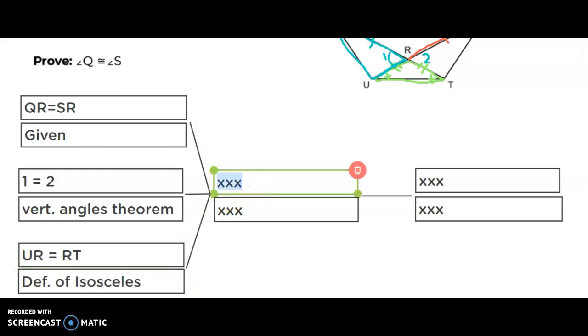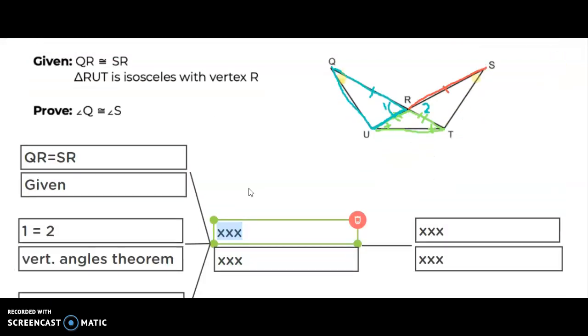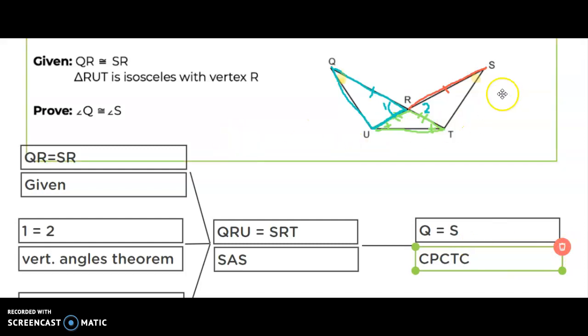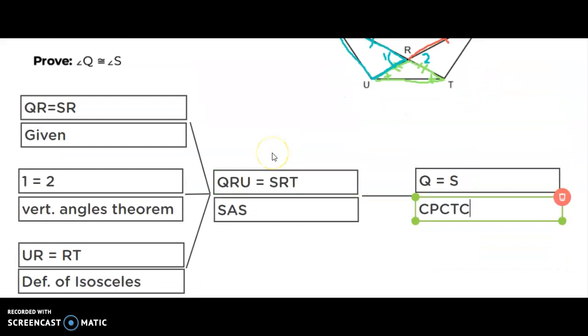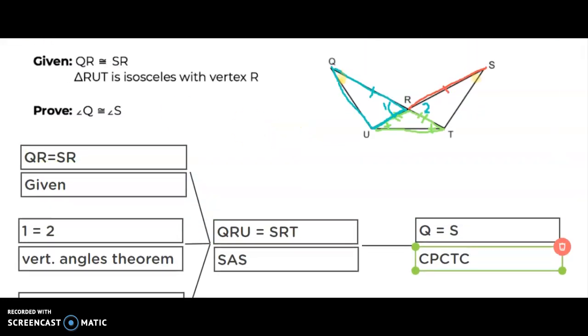Okay, that flows into these specific triangles, which would be, in this case, QRU, and you could have named it differently. And then that would mean that triangle would have to be SRT, and that would be because of side angle side. And finally, that would tell us that angle Q and angle S are equal because of, this one would be CPCTC, corresponding parts of congruent triangles are congruent. Now, here's the difference. This is one way to do it, using those. Now, there is another one. And let me show you that.